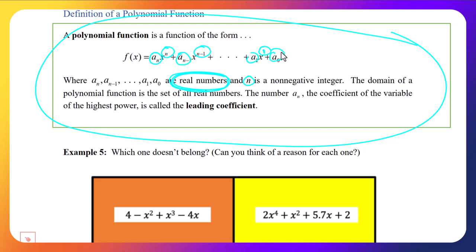The exponent here is 1, the exponent here is 0. Exponents can't be negative, but they have to be integers. Sounds like whole numbers to me. You can plug in anything you want for x, so the domain is all real numbers.